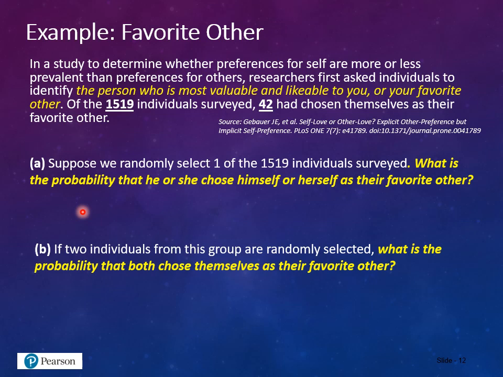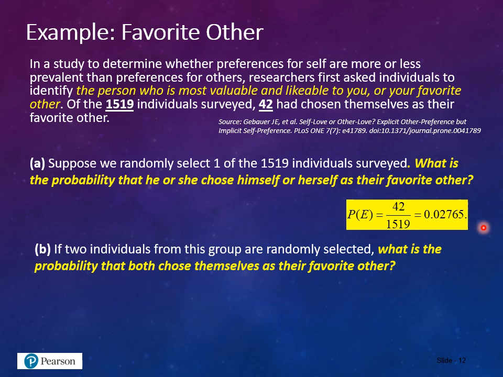Suppose we randomly select one of the 1,519 individuals surveyed. What is the probability that he or she chose himself or herself as their favorite other? Well, this is a simple probability, right? 42 people chose the outcome of themselves, and the total sample space, or the total number of observations, was 1519. So 0.02765 is the probability, or about 2.7% of the population, or this sample, selected themselves.